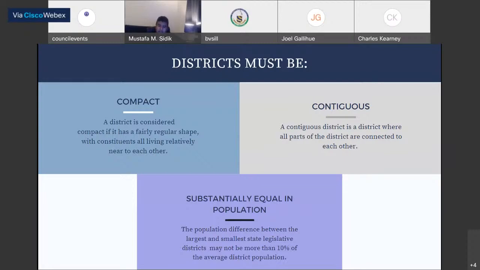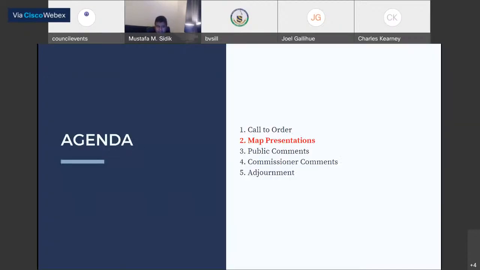So what does that mean? The population difference between the largest and smallest, and I mistyped here, it should be county council district, may not be more than 10% of the average district population. So I hope that provides a little bit of context for folks that may not be aware of the process or been following the process as much as some of us on the commission have, of course.